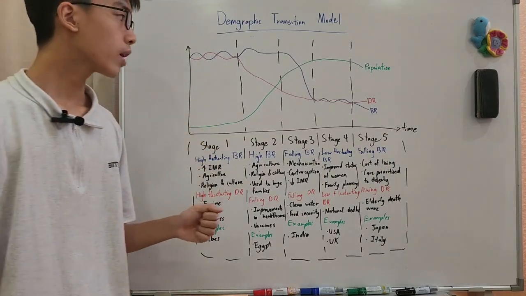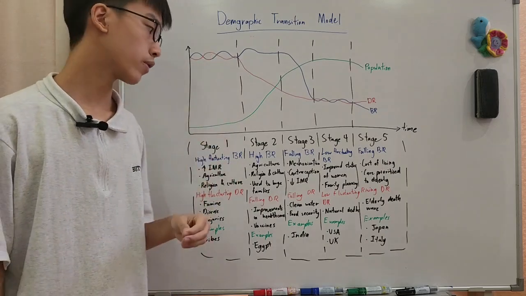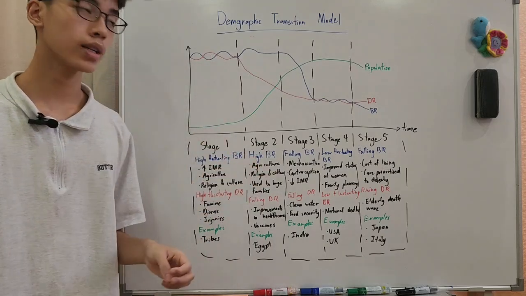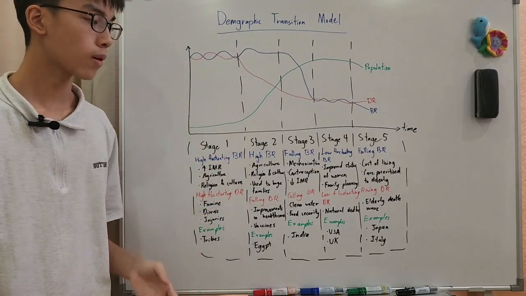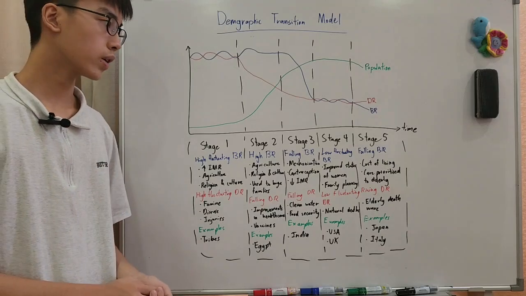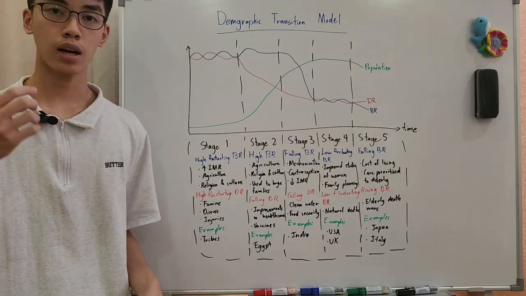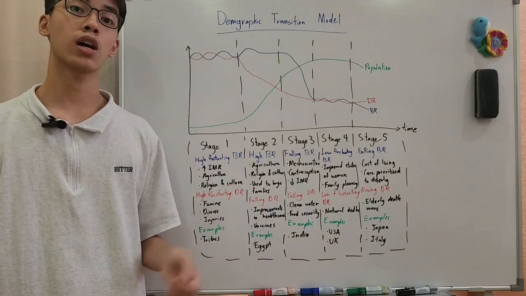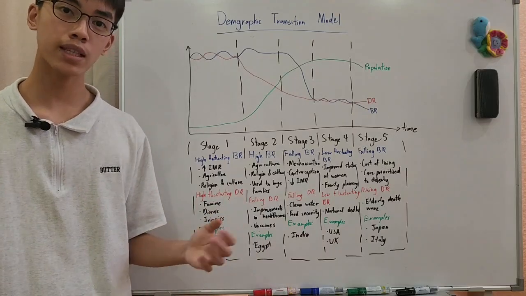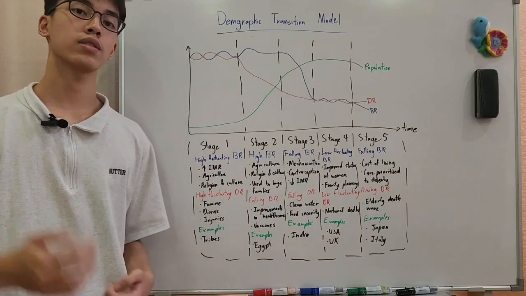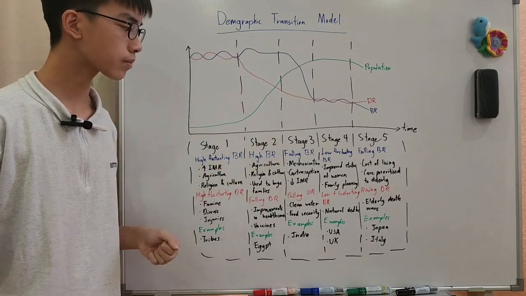As for stage 3, now you see a fall in birth rates because of the low infant mortality rates. So your death rates fall, therefore it links to your falling infant mortality rates. And now the time lag is gone, and your families now see that they don't need to have large families anymore for their children to survive into adulthood. Therefore, they have fewer children.